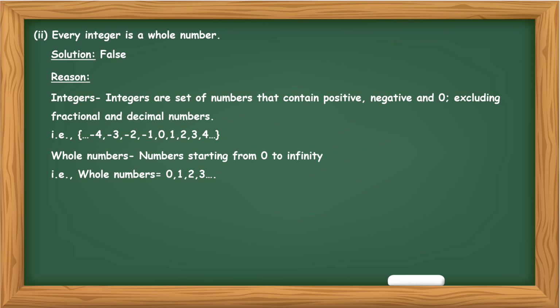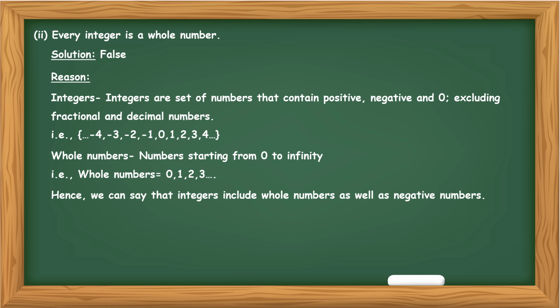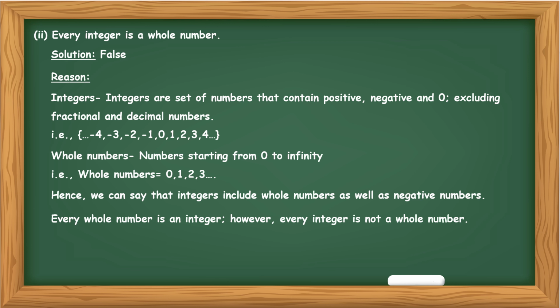But what are whole numbers? Whole numbers are numbers starting from 0 to infinity, that is 0, 1, 2, 3 and so on. Hence, we can say that integers include whole numbers as well as negative numbers. Every whole number is an integer. However, every integer is not a whole number.